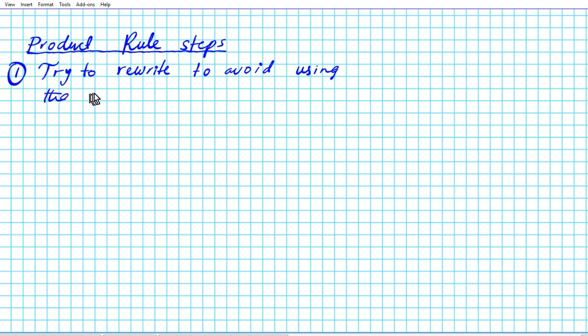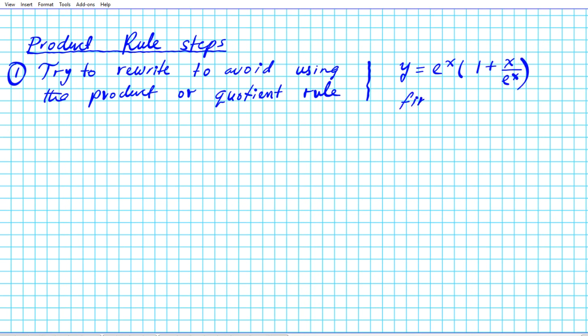You want to avoid using the product rule and also the quotient rule. Those rules are time consuming, and if you can avoid using them, it's highly recommended to do so. Alright, so let's consider an example. Let's say you're given a problem like this. You have y equals e to the x times (1 plus x over e to the x), and you're asked to find dy/dx.